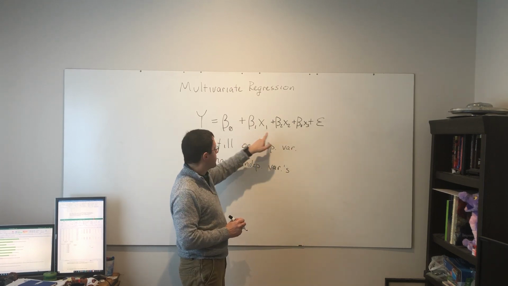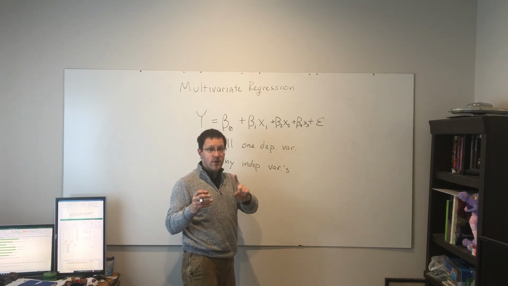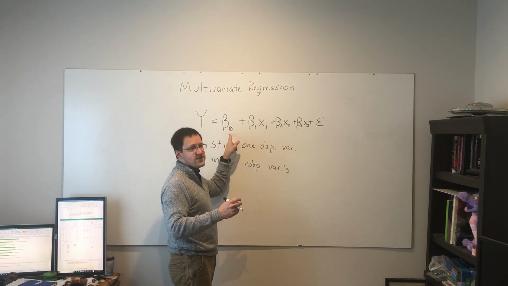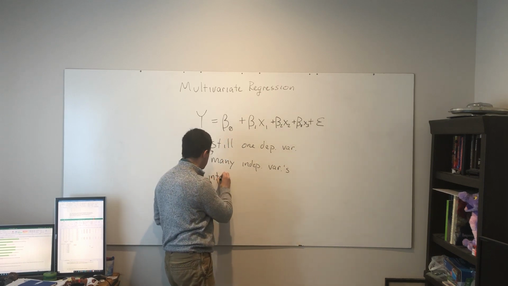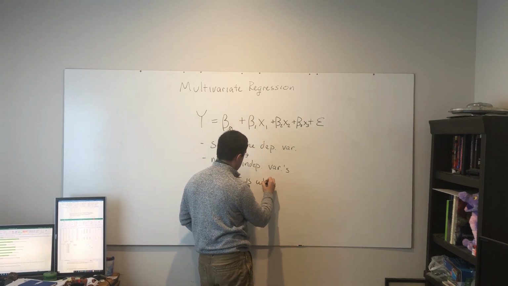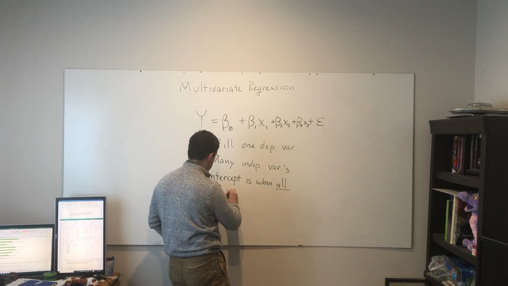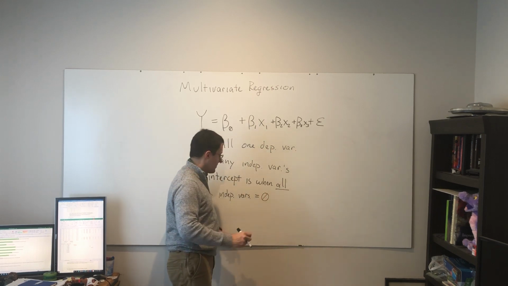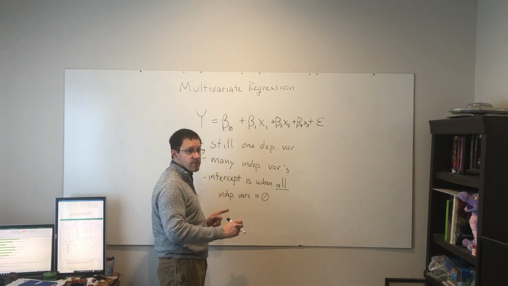How we interpret each individual coefficient is the effect for that particular variable. The other difference is with the intercept. It's when every single independent variable is equal to 0.